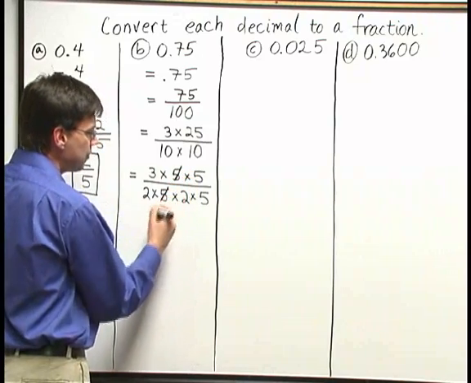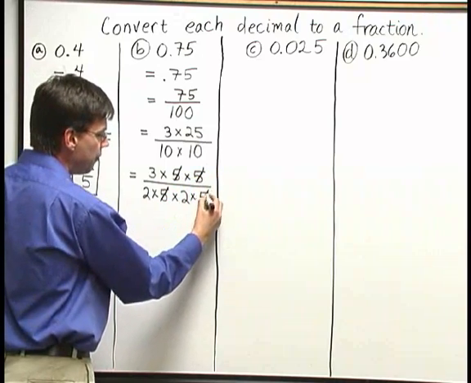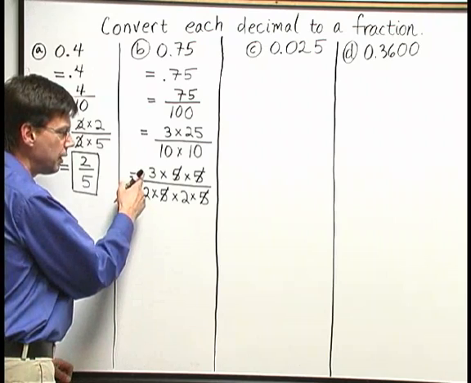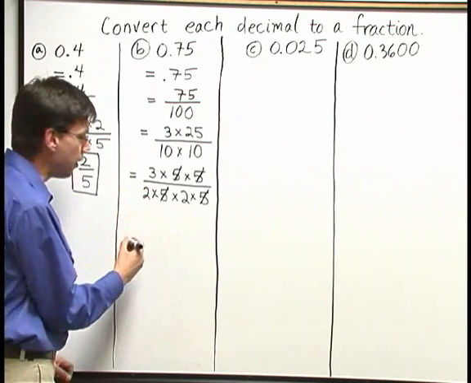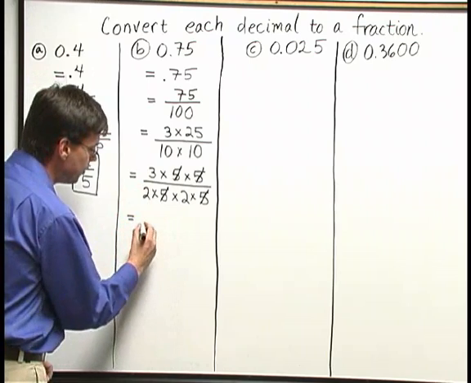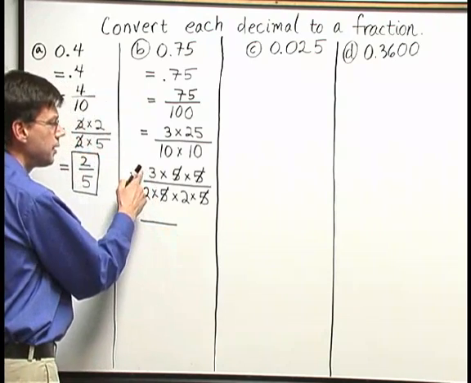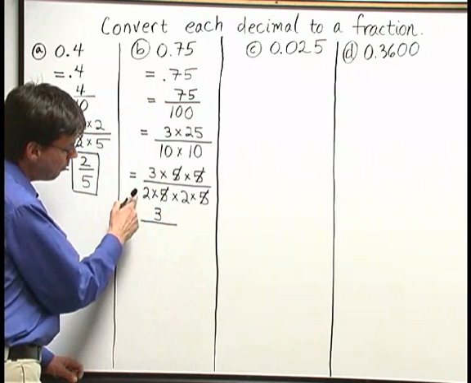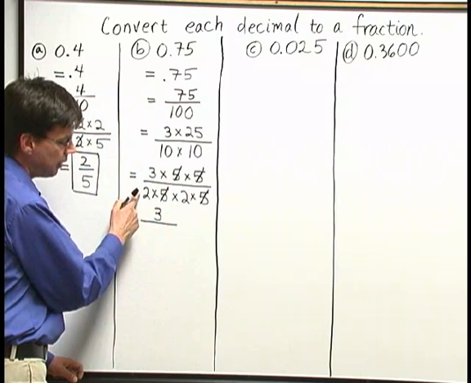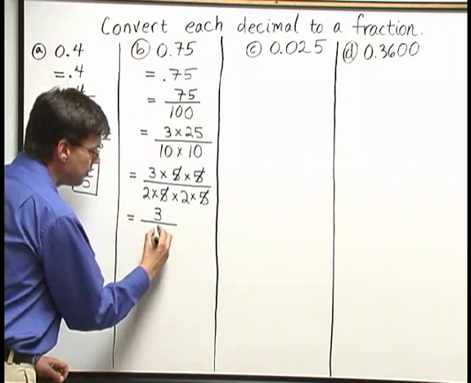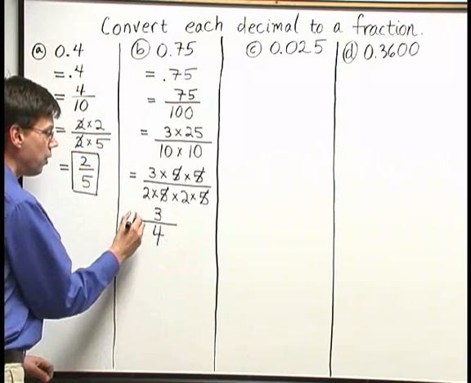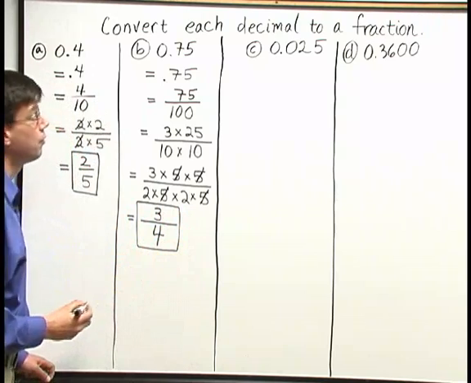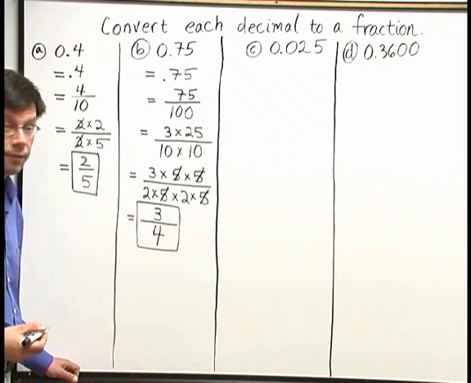5 above cancels with the 5 below, another 5 above with the 5 below. And I think that's all that I can do here. I have a 3 left above, but no 3s below. There's no more canceling that I can do. So I have a 3 all by itself up above, just recopy the 3. And down below, I'll multiply together the factors that are left. 2 times 2 is 4. And I have 3/4. 3 over 4, or 3/4, is the fractional form of 0.75.